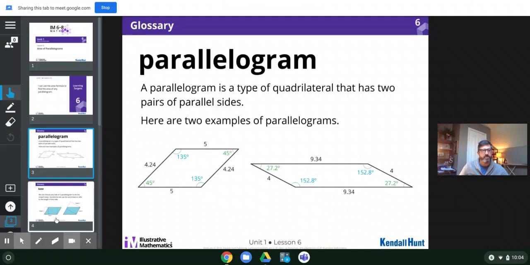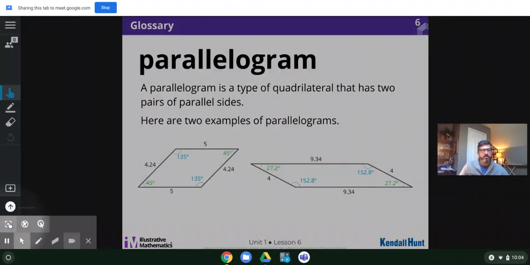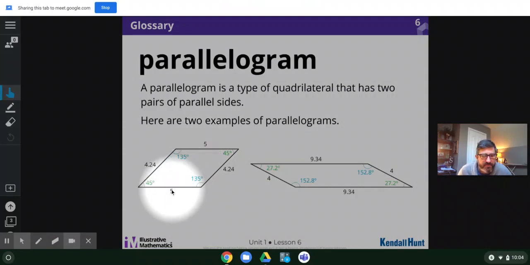And you notice, see the side, I think that's 5. This is 5. These sides are parallel, meaning they go in the same direction. And if you were to extend those lines out into forever, they would never touch. So you see these 4.24, these two lines here, they're also parallel. And parallelograms have 4 sides.